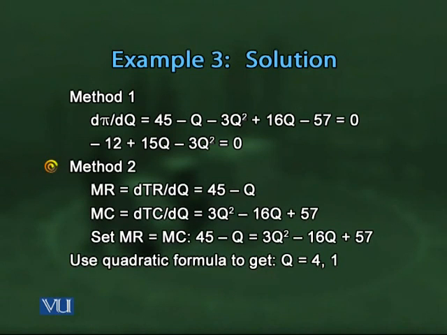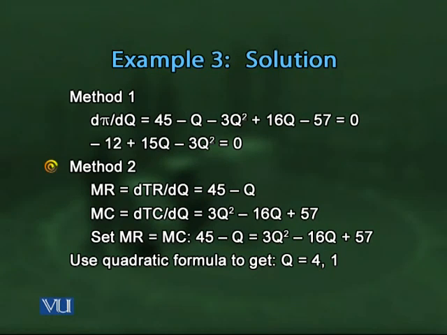By the second method, what we do here is that we differentiate the revenue function with respect to q and find the marginal revenue. And then we differentiate the total cost function, and we find the marginal cost function. And we know from our previous lecture that marginal profit is equal to marginal revenue minus marginal cost equal to 0. Or in other words, marginal revenue is exactly equal to marginal cost.